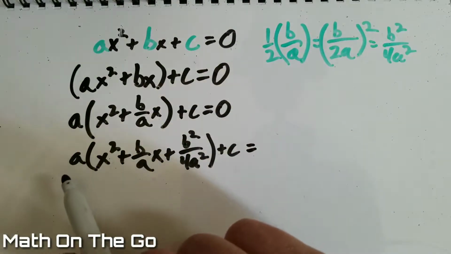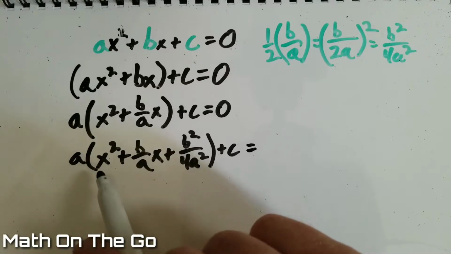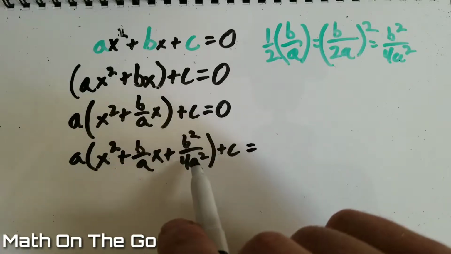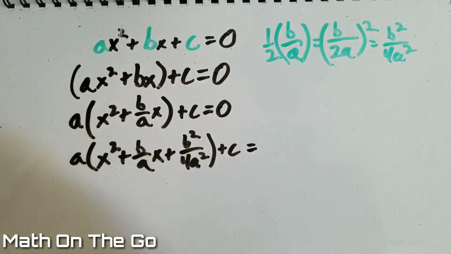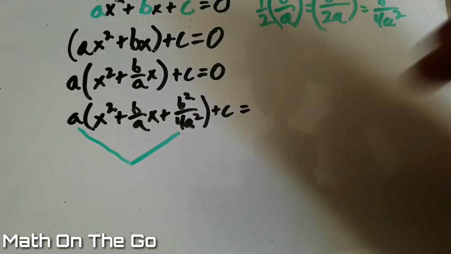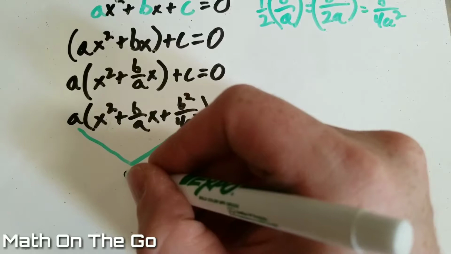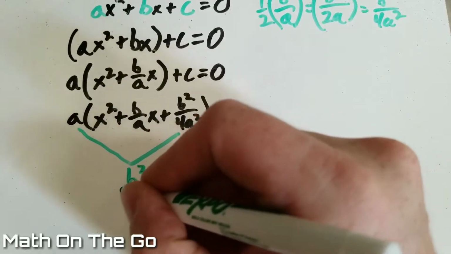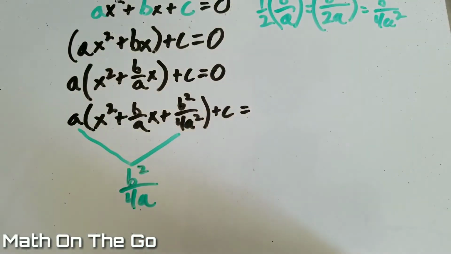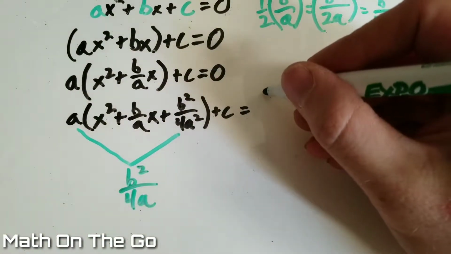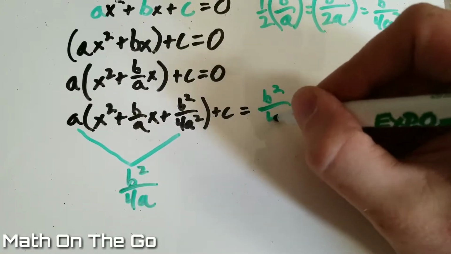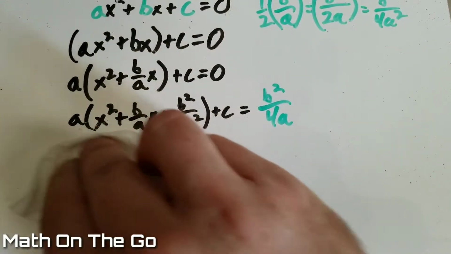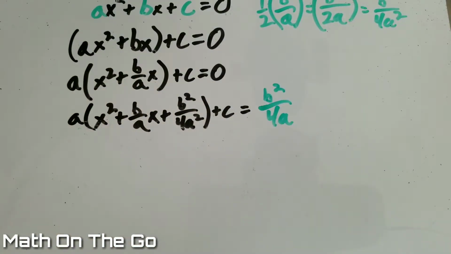So if we were to distribute the a across, we'd end up with our ax squared plus our bx plus, right here, we'd end up with b squared over 4a. So we're going to take that b squared over 4a and put it over on this side. So that's what we've got so far.